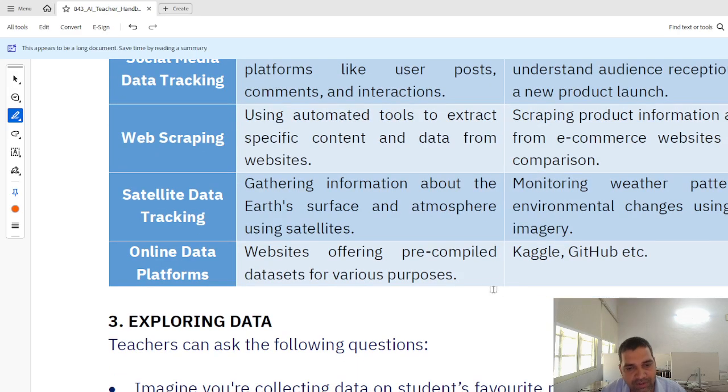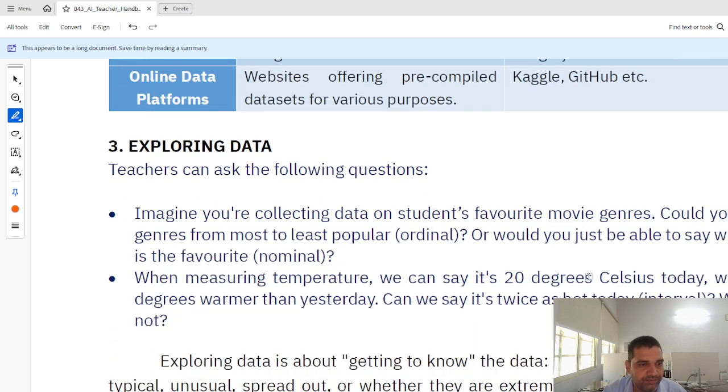Now, online data platforms are there, which offer pre-compiled data sets for various purposes, like Kaggle and GitHub, from where you can get the online data set.